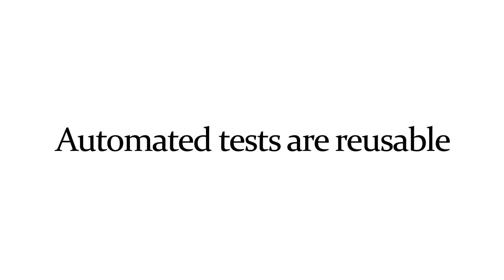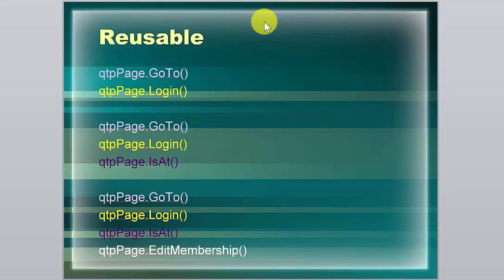Automated testing also is reusable. Reusability means you can code once and reuse again and again for the rest of your automation framework. And that's beautiful, right? Because one-time effort can be used over and over again. With manual effort, you can never really reuse anything.